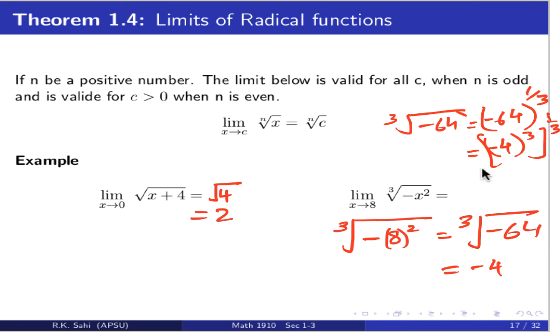So the 3 and the 3 cancel out. You get negative 4. And that's what we do here, if you want to do it mentally, in your head.